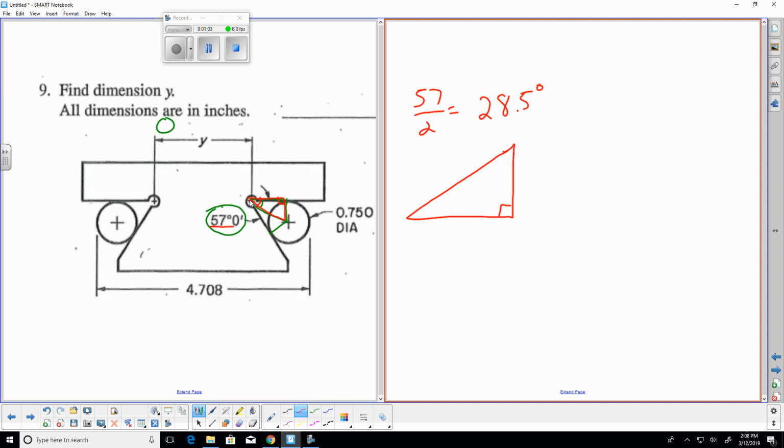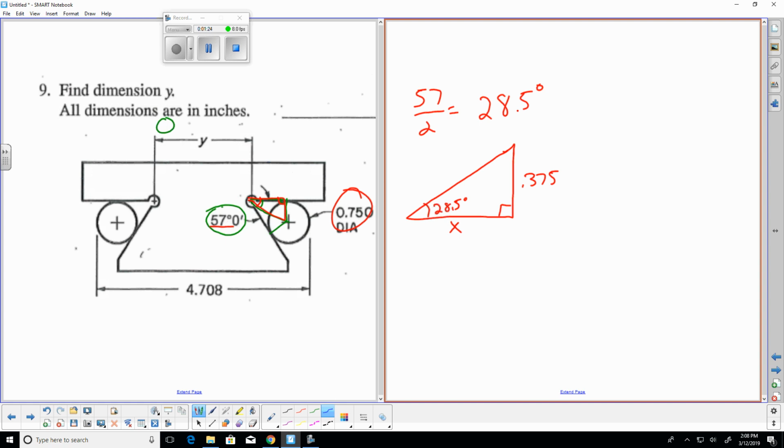So I know that this angle right here is 28.5 degrees. I know that this opposite side is half of this number, which is 0.375, right? So that's 3/8 of an inch. Now I'm going to attempt to find this distance right here. I'll call it x, but it doesn't matter what you call it. I'm going to try to find this x.